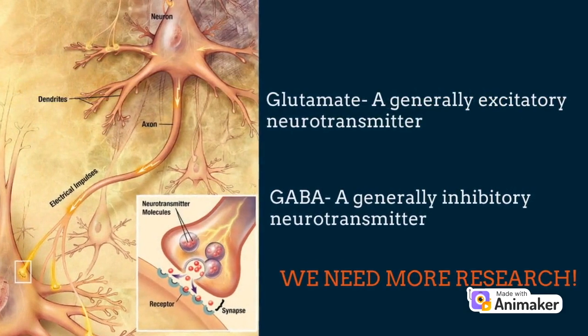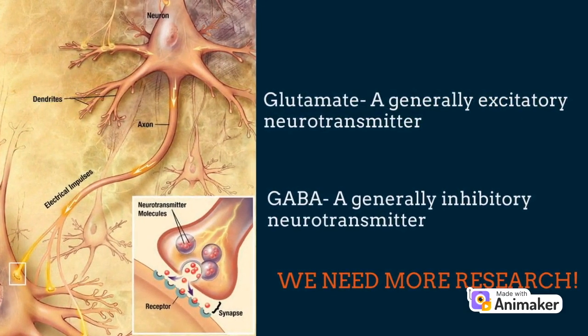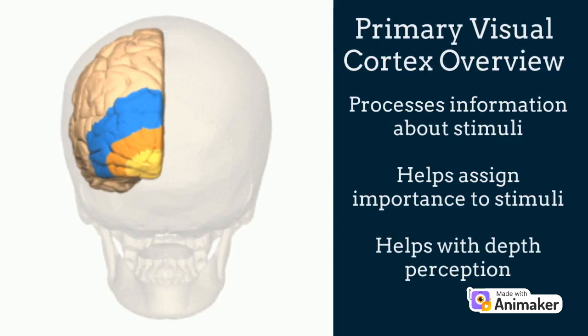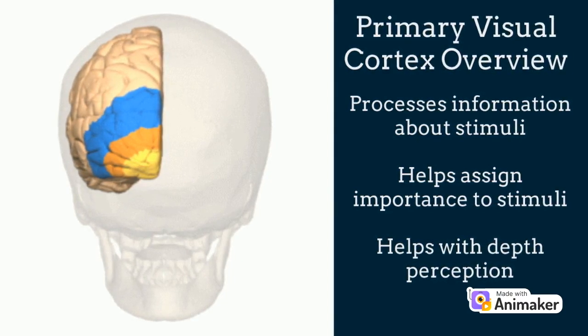As we all know, and as shown in the image, neurons send signals to each other through neurotransmitters. In the V1 specifically, various studies have found that visual stimuli result in an increase in glutamate. One study found that visual stimuli cause less GABA in the V1, but other studies have not found the same result. Overall, the primary visual cortex allows us to perceive the world around us.